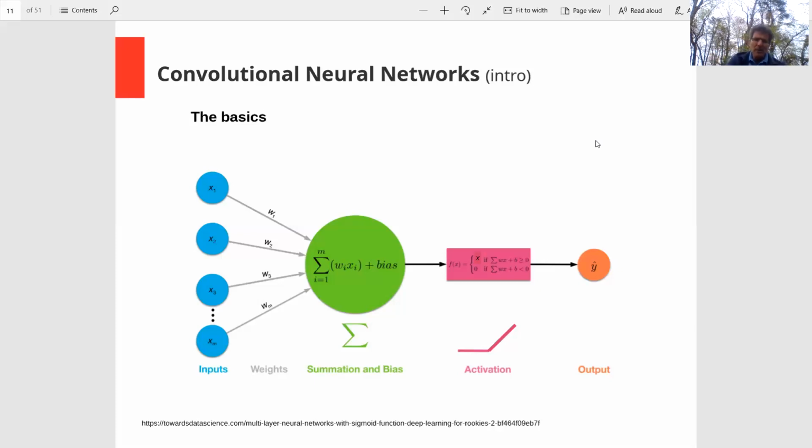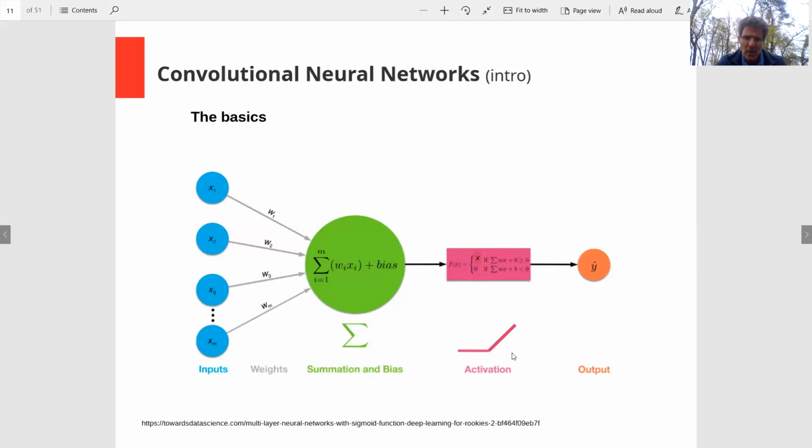But this is still the basics of how one neuron of a neural network works: there are inputs coming in to a neuron. They're each multiplied by a weighting term. Those multiplications are summed. There's a bias term added in the neuron. And then on the output, there's a non-linearity that's applied.